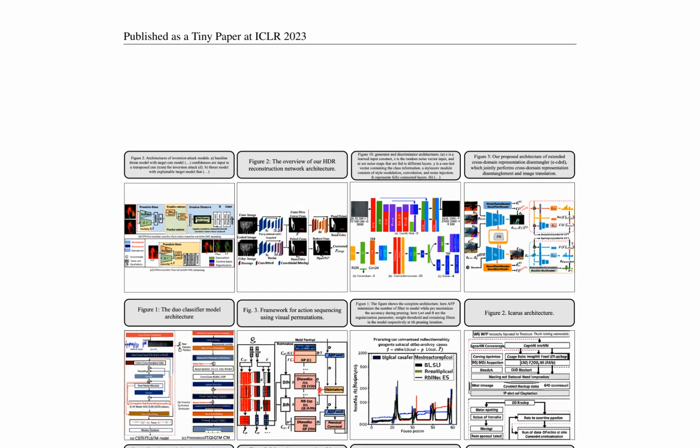The paper, published as a tiny paper at ICLR 2023, introduces an innovative approach to image generation through the use of textual prompts. By leveraging advancements in language models and image synthesis techniques, the authors have developed a system capable of producing diverse and realistic images that align closely with the input text descriptions.